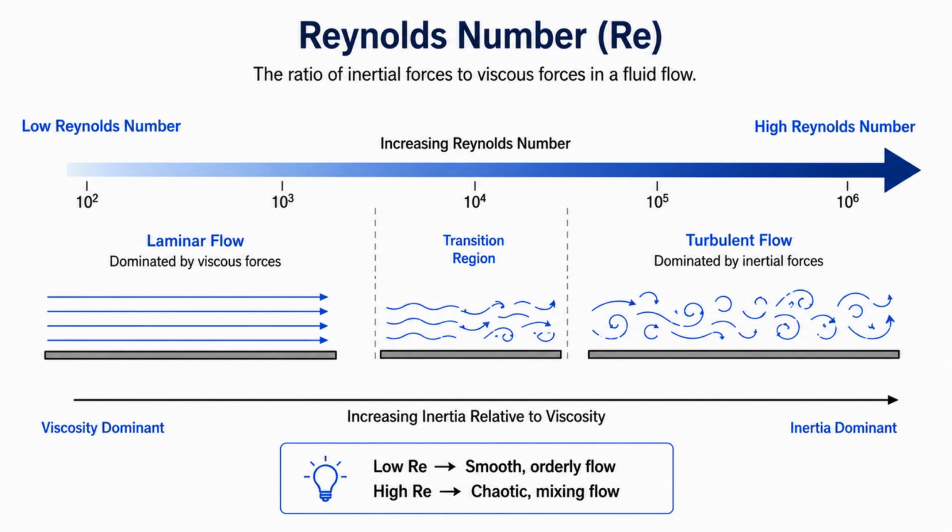So what determines whether a boundary layer is laminar or turbulent? One of the most important parameters is the Reynolds number. The Reynolds number compares inertial forces to viscous forces within a fluid. At relatively low Reynolds numbers, viscous forces dominate and the flow tends to remain laminar. As the Reynolds number increases, inertial forces become more important. Eventually, disturbances grow unstable and the boundary layer transitions into turbulence. Factors such as velocity, characteristic length, fluid density, and viscosity all influence the Reynolds number.